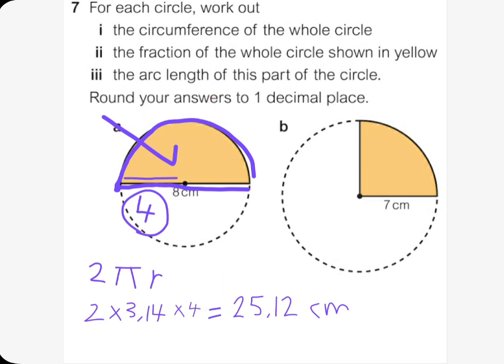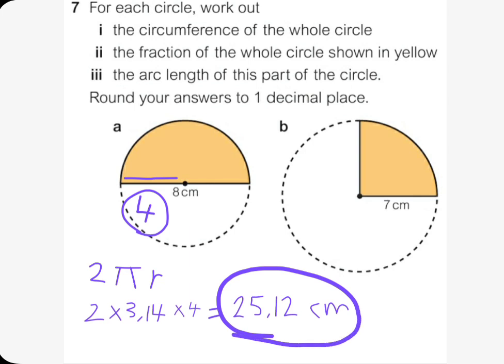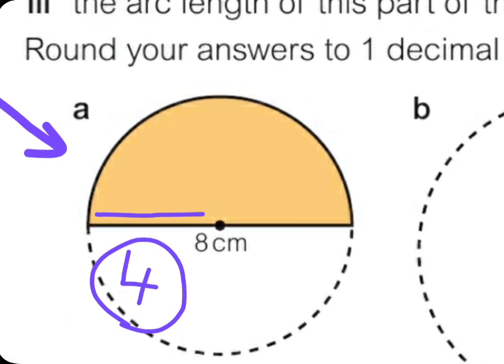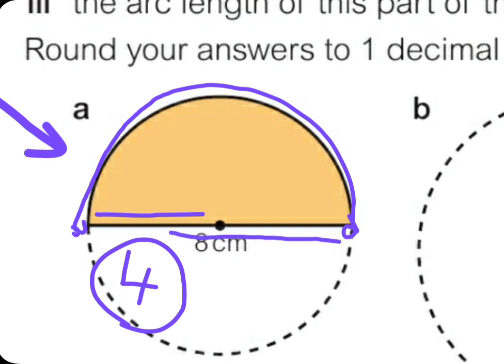Now, let's take 25.12 and divide it by 2, so we get the arc length. So the arc length will be from here till here. So when you divide the whole circumference on 2, you will get only the arc length, which is the outside. After finding the arc length, you will add it to the whole diameter to find the circumference of the shape.